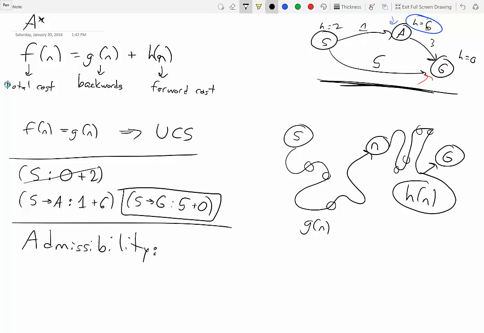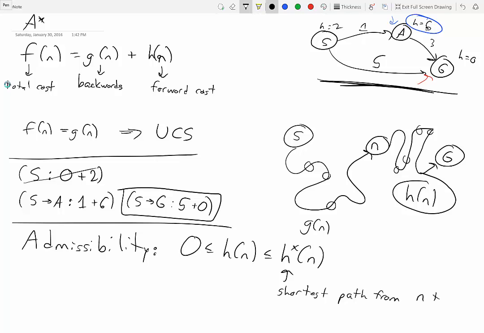So first, let me write the equation. For a heuristic to be admissible, it has to be in between 0 and the optimal cost, h star. So first, what is h star? This is the shortest path from n to the goal, G.